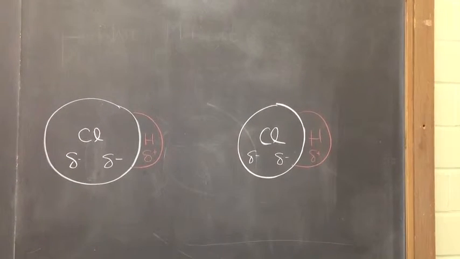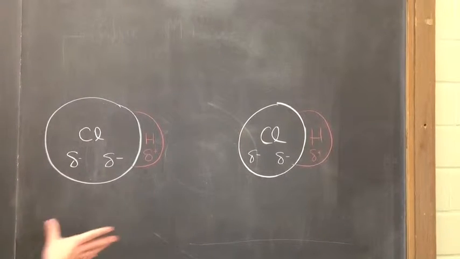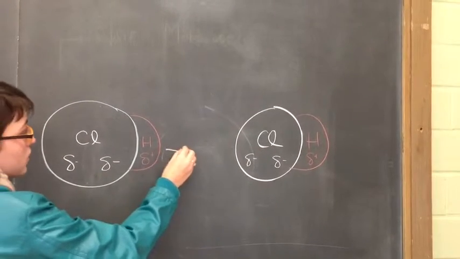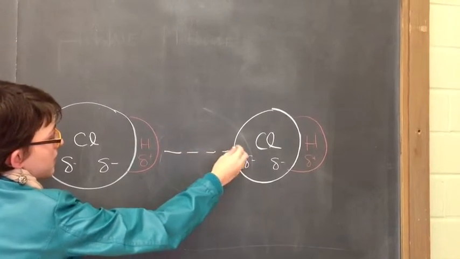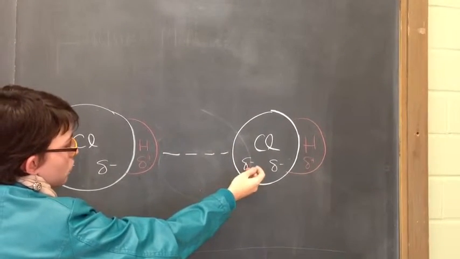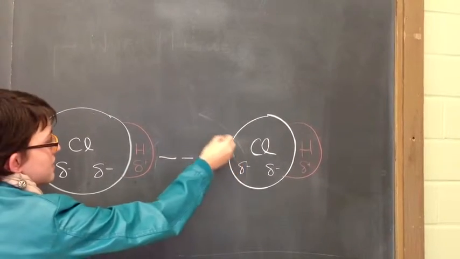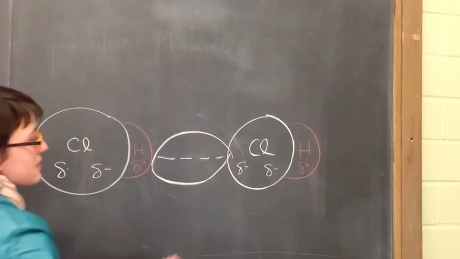So when two hydrochloric acid molecules come together, as shown here, you're actually going to create a dipole between the two molecules, because the negative end of the chlorine is attracted to the positive end, the hydrogen. And so this creates a dipole-dipole force. So it's just like magnets.